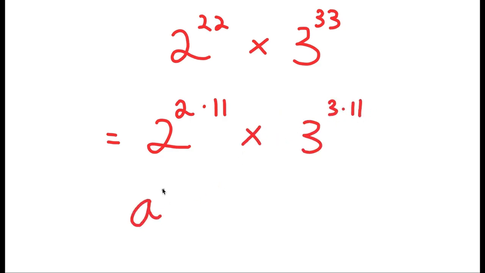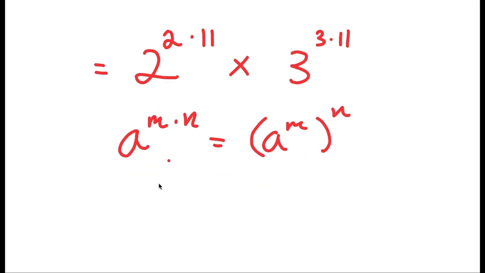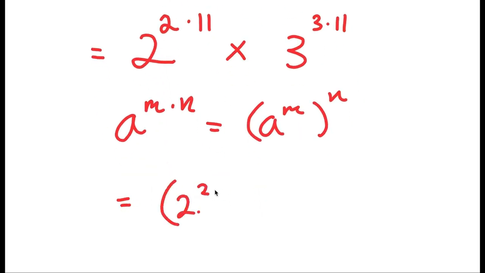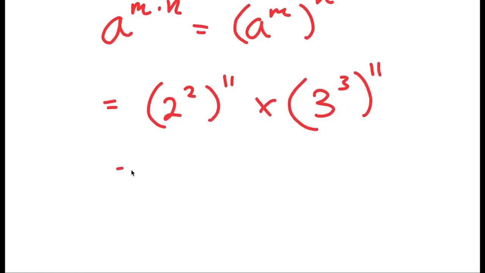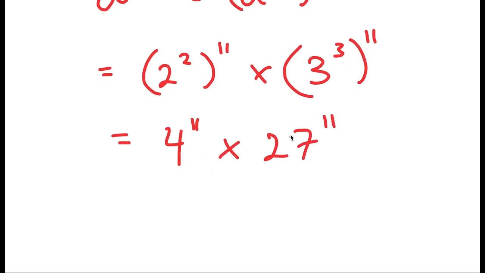Now, if I have something in the form a to the power of m times n, this is equal to a to the power of m, to the power of n. So this turns into 2 to the power of 2, to the power of 11, times 3 to the power of 3, to the power of 11. Now 2 to the power of 2 is 4, so I get 4 to the power of 11, times 3 to the power of 3 is 27, so 27 to the power of 11.